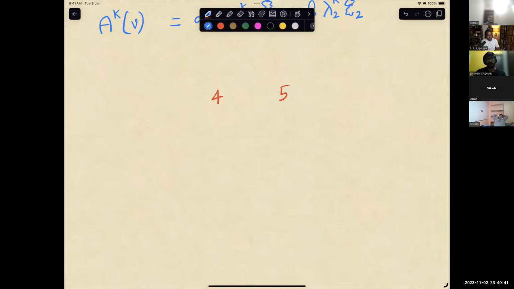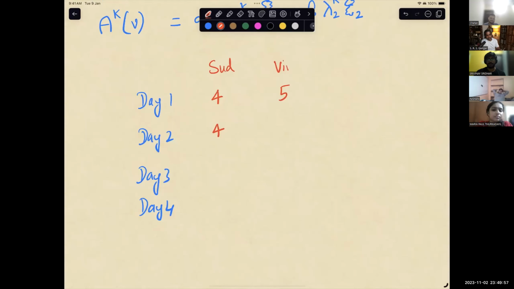This is day 1, okay? Day 2, you, Sudarshan and Vinay. Okay. Day 2, I am 4 square. You are 5 square. You were richer by 25%. Next day, 16 and 25. Roughly 50%.